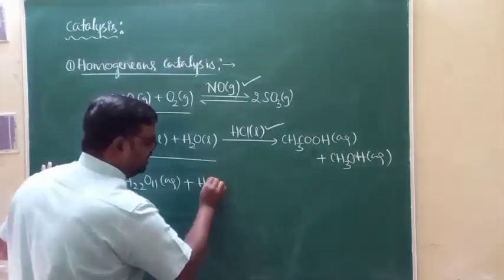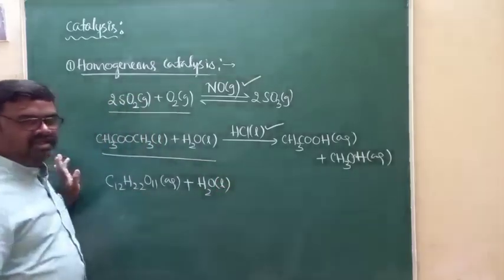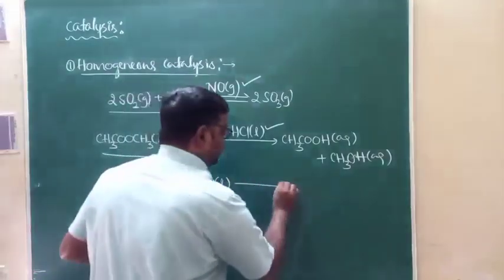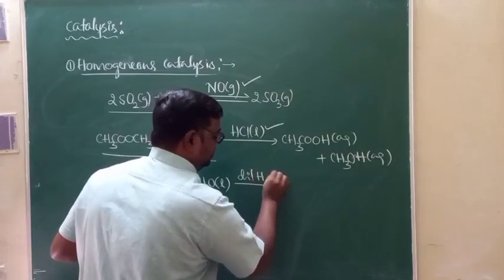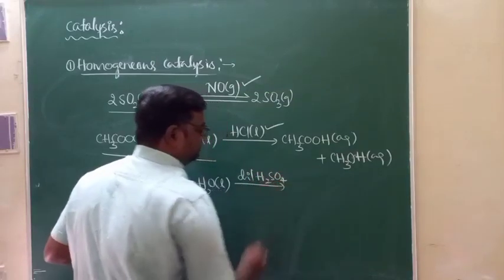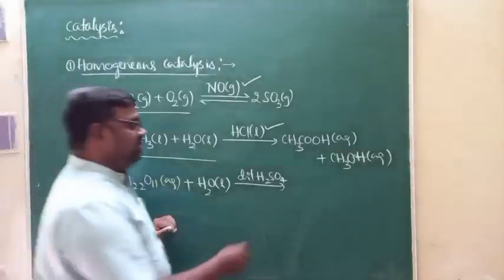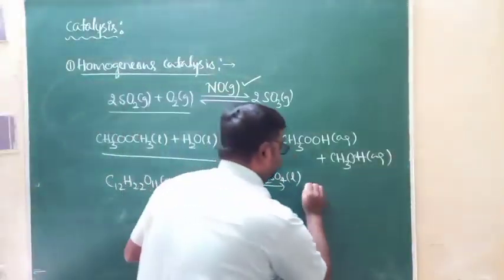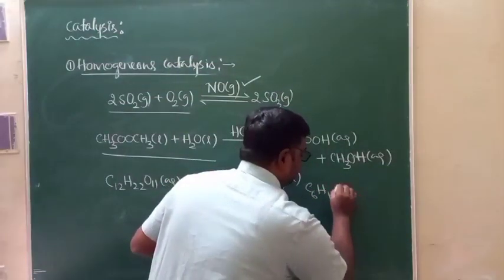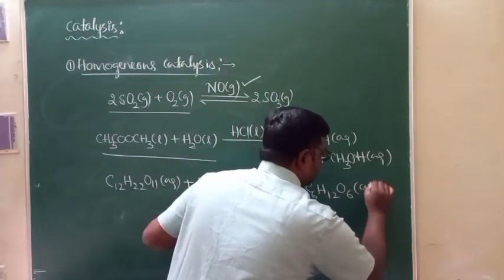And of course, hydrolysis is carried out in presence of water, that is in liquid state. And the reaction is catalyzed by dilute H2SO4 solution. That is, the catalyst for the reaction is H plus ions. Dilute H2SO4, that's also in liquid state. That leads to the formation of glucose, C6H12O6. This is an aqueous solution.